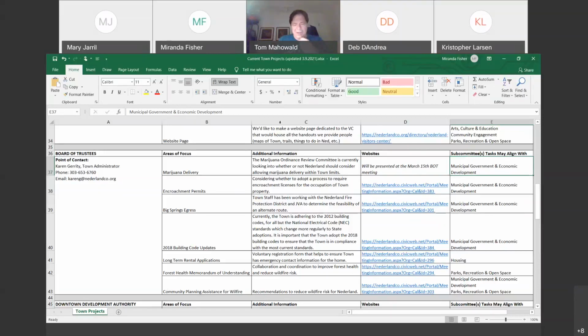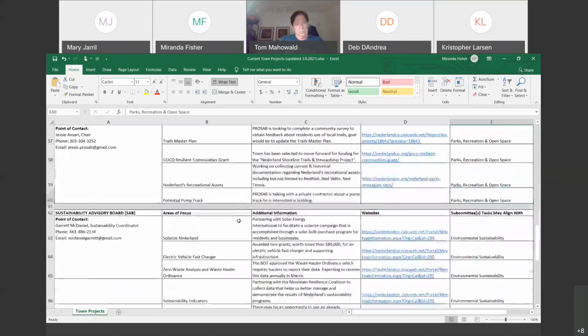Hey, Miranda. It was incredibly helpful. Thanks for putting it together. Yeah, Deb, this is really good. I noticed there were a couple areas with no links, like ProSab has resurfaced the discussion around a pump track, but there's no link to that. It says they're talking with a private contractor about a pump track he is interested in building. I would be very interested in the link that led to that discussion, since we've been here before.